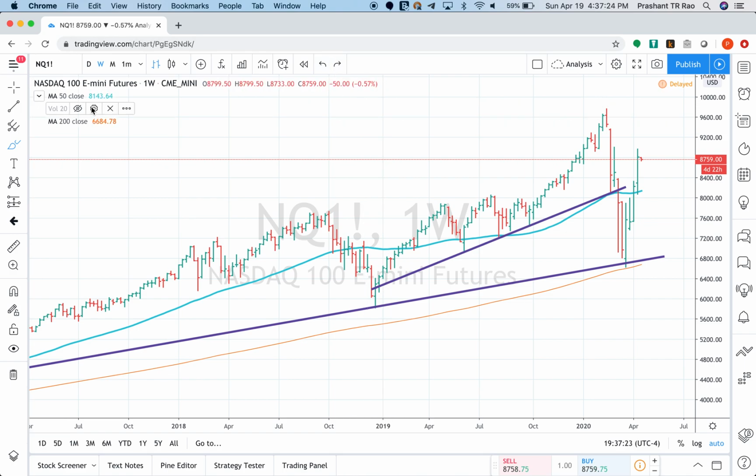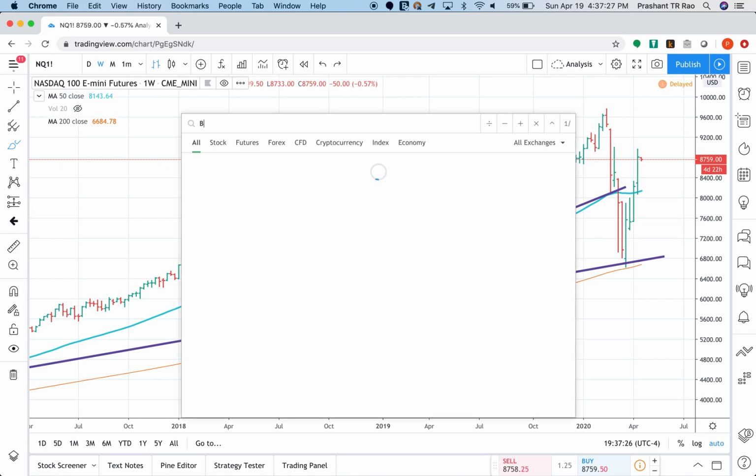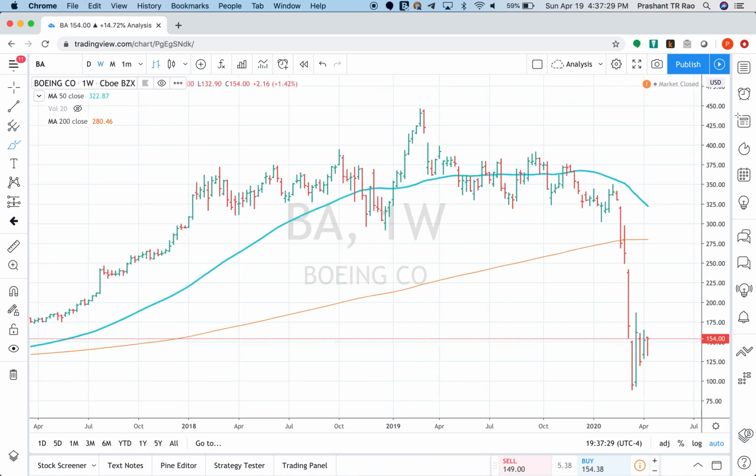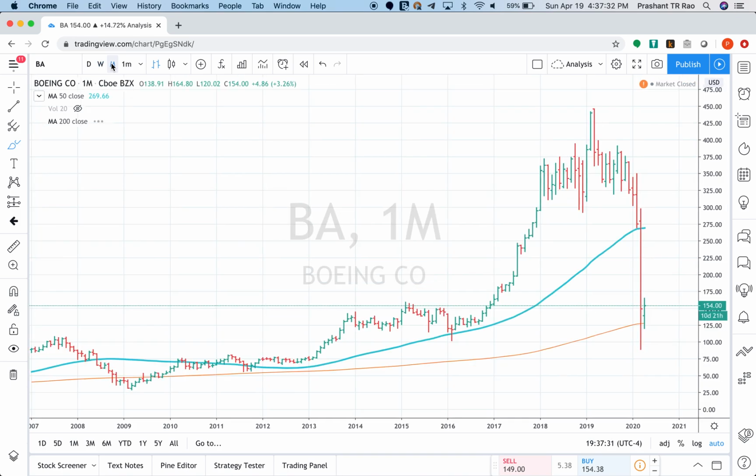Now let's get back to the Boeing stock and look at a monthly chart of the Boeing stock. You can see here that Boeing has touched its 200-month moving average. And the 200-month moving average is usually what you see at the very, very bottom of a deep bear market, like 2008 or one of those kinds of bear markets. Boeing has already hit that level.